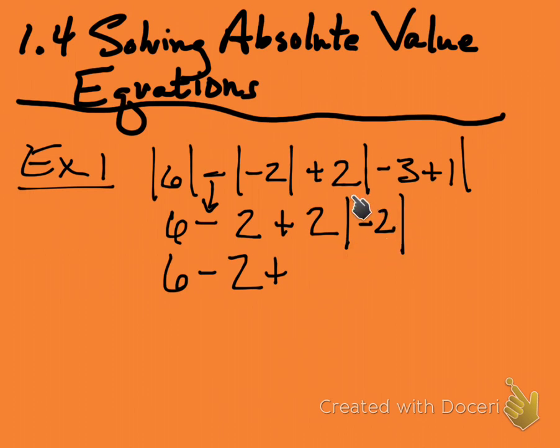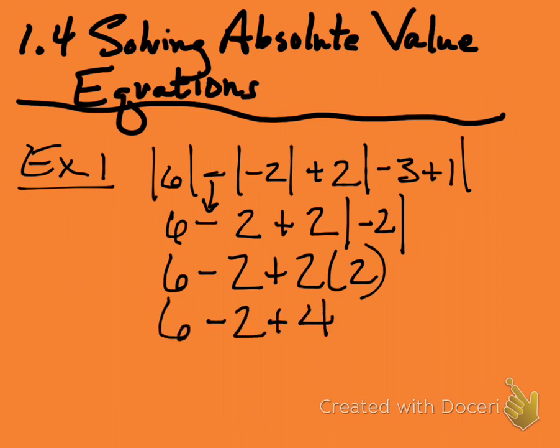So the absolute value of -2 is 2. So that's 2 times 2. And then we'll multiply that. It's 4. Now we work this out. 6 minus 2 is 2. Plus 4 is 6. 6 minus 2 is 4. Plus 4 is 8. There we go. Much better. Trying to write and talk at the same time.